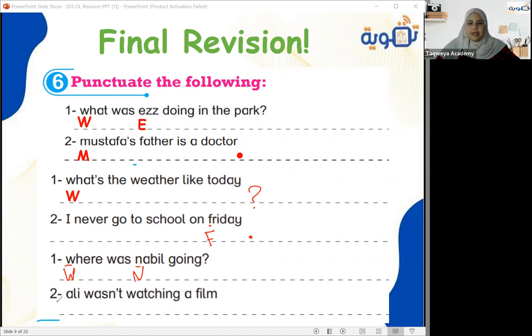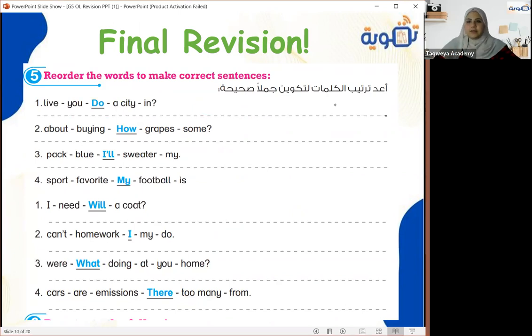The last one over here, Ali is the start of the sentence and a proper noun. So both, I'll make it capital. Ali wasn't watching a film. So that is a sentence. Let's add a full stop. That is a very important question we have to take care about.